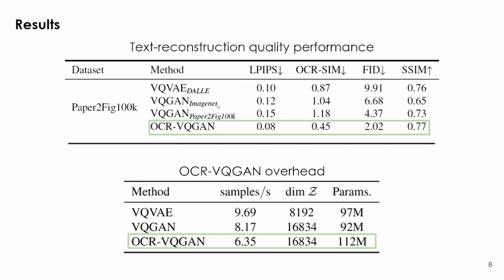Even with quantitative results, we see that OCR-VQGAN outperforms other methods such as the vanilla VQGAN and VQGAN from DALL-E in terms of reconstruction metrics. Also, without adding much overhead, we see that we decrease by around 2 samples per second and add 20 million parameters to the VQGAN.